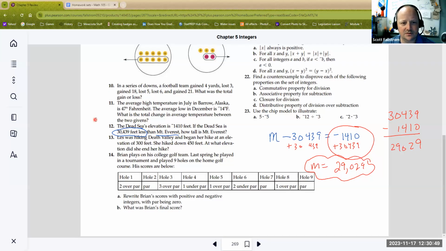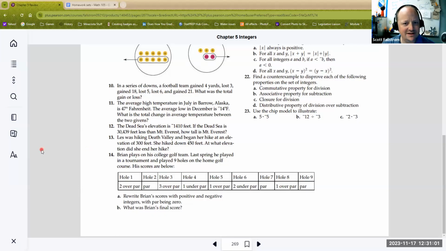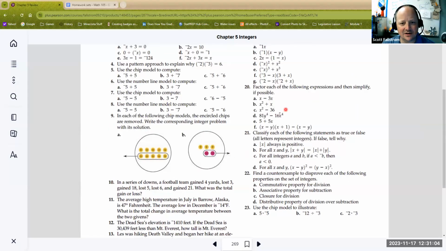Make sure that I'm answering these questions. All right, so we're on track. Let me delete those and we'll move on. The next question was 20, D as in dog. This one right here. So it's factor and simplify.